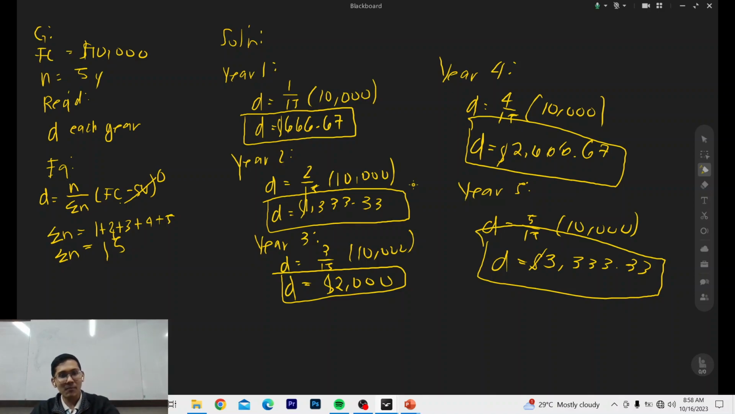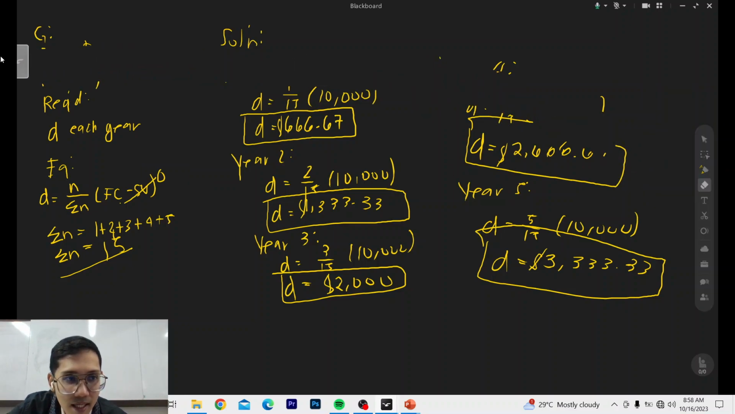Kailangan nyo muna hanapin yung summation niya. So, dito, 1 plus 2 plus 3 plus 4 plus 5 is equal to 15. Okay, so, solve naman natin gamit yung formula natin dito. Minsan, ginigiven yung salvage value, pero in this case, wala siya. Okay? I hope na malinaw sa atin lahat to, kasi madali lang naman siya i-solve. Dapat we have different methods pero napili ko na lang na tatlo kasi kadalasan ito yung lumalabas sa board exam natin.